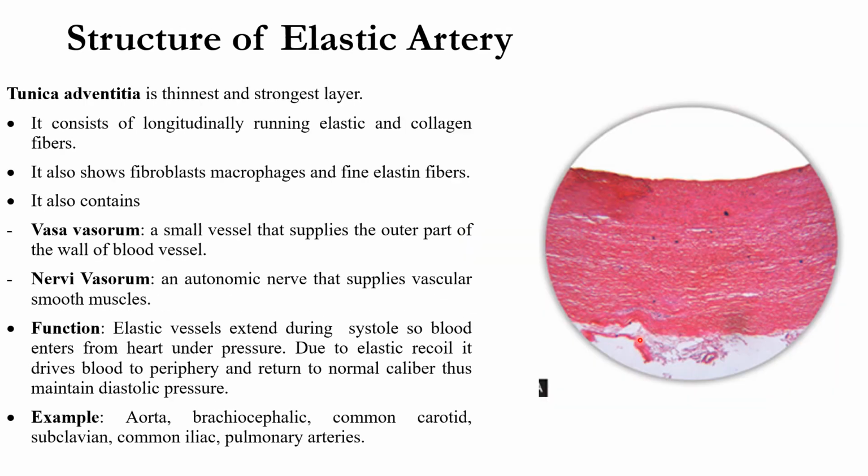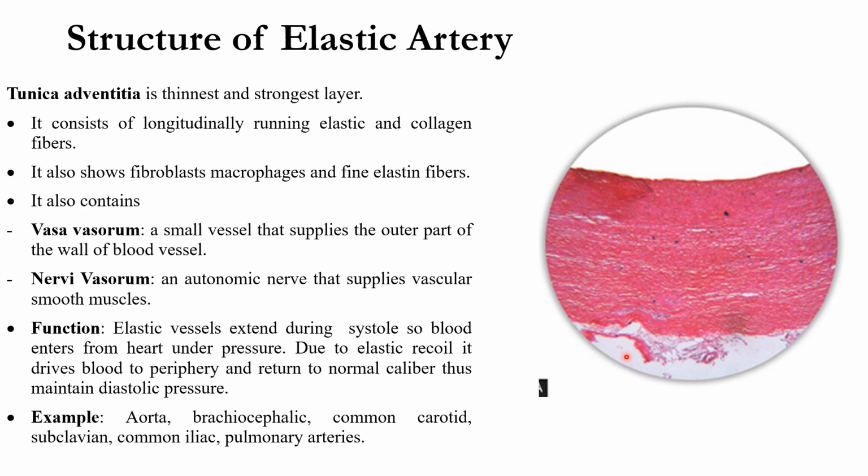Now coming to the tunica adventitia. It is the thinnest layer and it is the strongest layer. It is strongest because it has abundant collagen fiber in it. The feature of tunica adventitia is that it consists of longitudinally running elastic fibers and collagen fibers. It shows presence of fibroblasts and macrophages, and again, as it is elastic artery, it has fine elastic fibers in it.